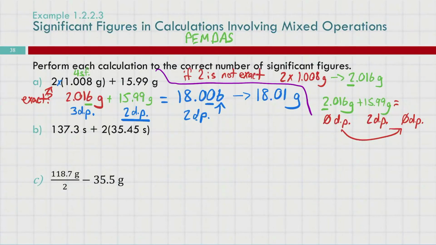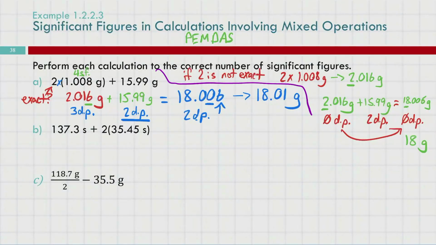It still comes out in our calculator, should still come out to the same number, 18.006. The difference is how we round. So 0 decimal places, that means that 8 is our last significant figure. So it would be 18 grams.